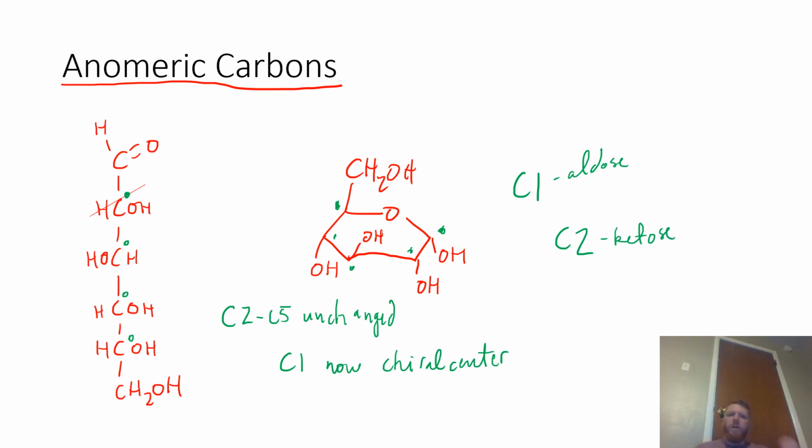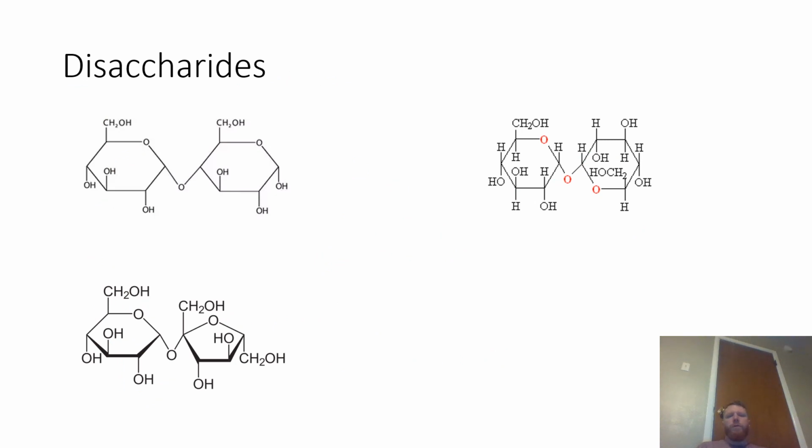Alright, so next up we're going to move on to talk about disaccharides. Right here I have a total of 3 different disaccharides, and all 3 of these disaccharides involve D-glucose. The first disaccharide is maltose. Below that is sucrose. And to the right is trehalose.